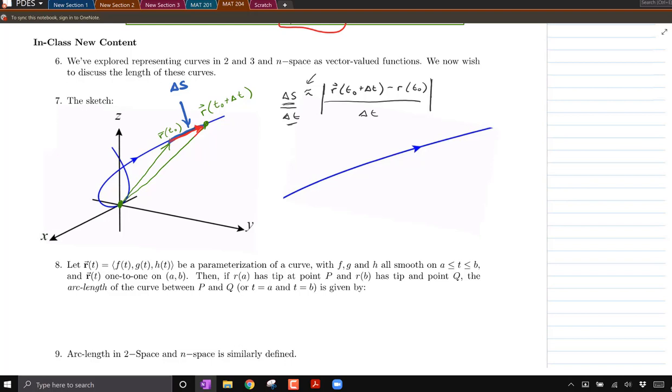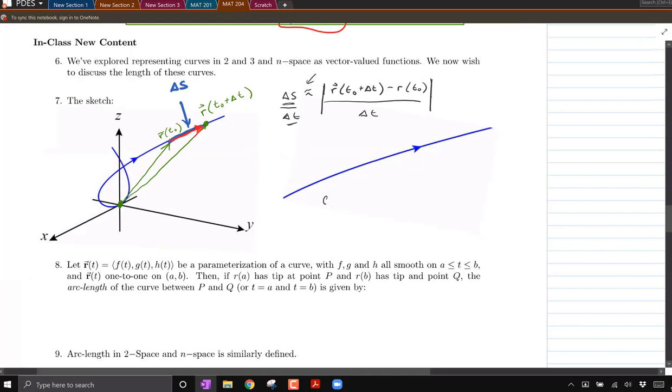So just waving our hands at it, we're going to say that ds dt is equal to the limit as delta t goes to 0 of the absolute value of r of t plus delta t minus r of t, all over delta t. Here I've dropped the t naught because this will hold for any instance in time, and we can think of r of t as the vector valued function. But this is simply the magnitude of the derivative of our position function.